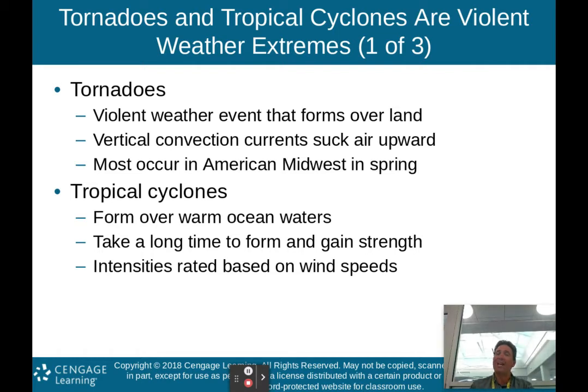Tropical cyclones, again, these are your hurricanes, your tropical storms. They form over warm ocean water. So tornadoes and hurricanes form in completely different ways. Tornadoes are over land and they occur with thunderstorms. Hurricanes and tropical storms occur over warm ocean waters. They take a long time to form and gain strength, but their intensities are rated based on their wind speeds. Hurricanes are much larger than tornadoes.